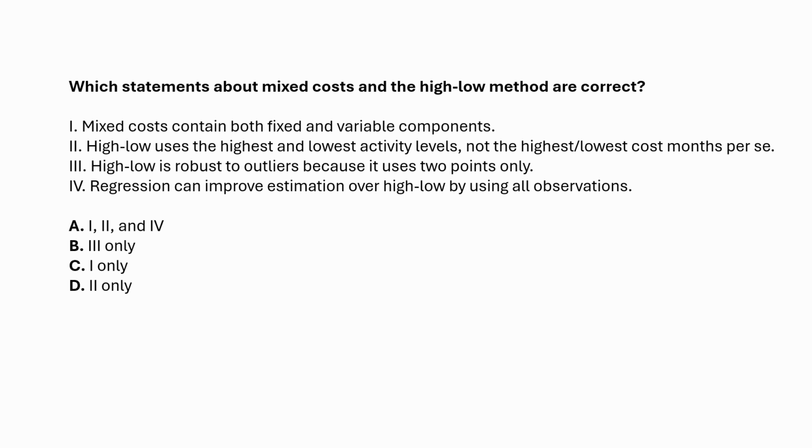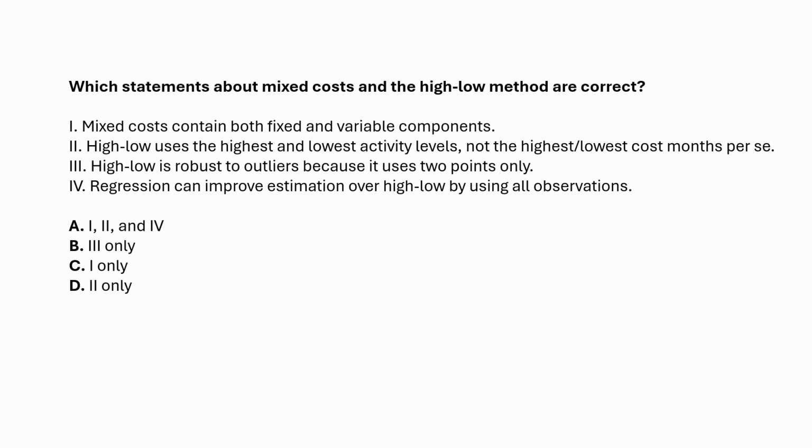Number 2, high-low uses the highest and lowest activity levels, not the highest/lowest cost months per se. Yes, the method is based on activity, like machine hours, units produced, not the dollar amounts. It's possible a month with the highest cost isn't the one with the highest activity, if something unusual happened. So number 2 is correct.